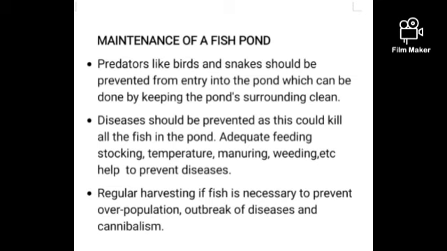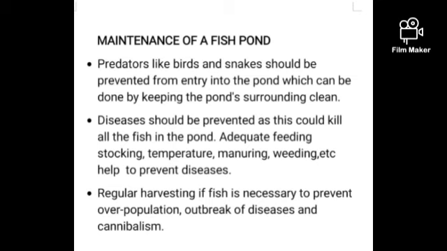How do we maintain our pond? Firstly, predators like birds and snakes should be prevented from entry into the pond, which can be done by keeping the pond surrounding clean always. Also, diseases should be prevented, as this could kill all the fishes in the pond. Adequate feeding, adequate stocking, good temperature, manuring, and weeding help to prevent diseases, and also regular harvesting of fishes.